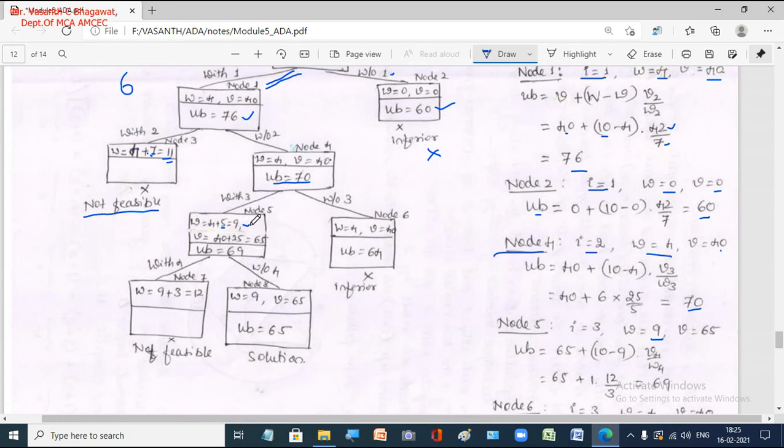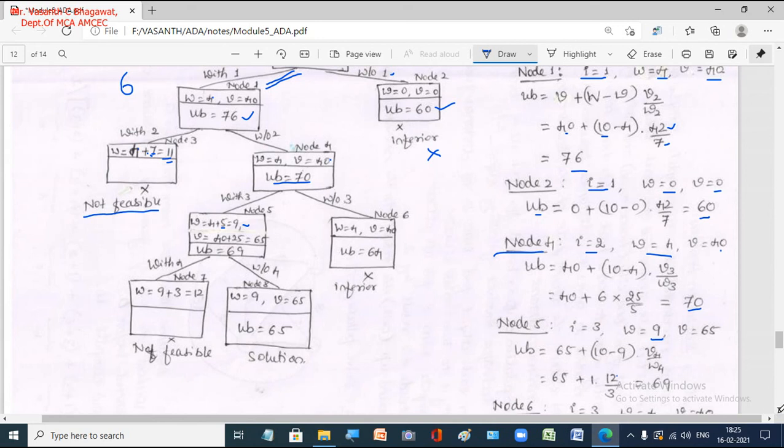So if you select the third item, you are going to get an upper bound of 69 with a profit of 65 units. Okay. Now if you don't select the third item, what will happen? That is node 6.